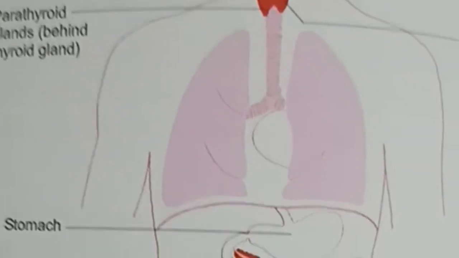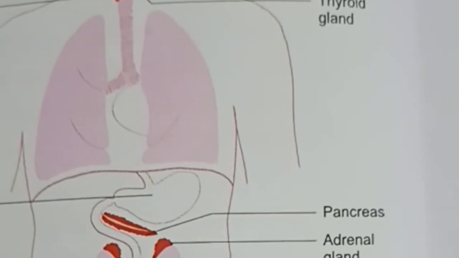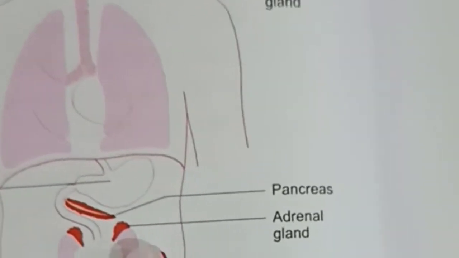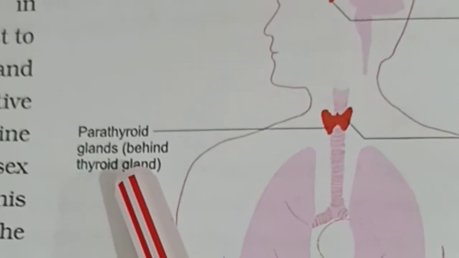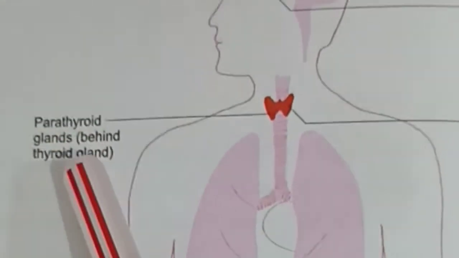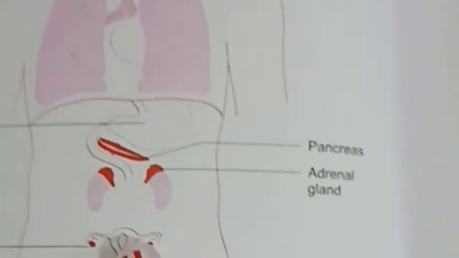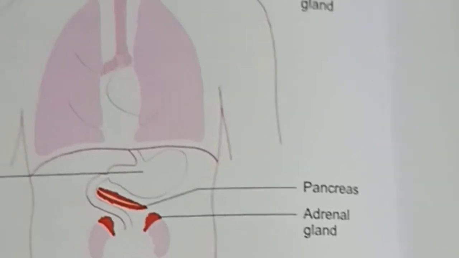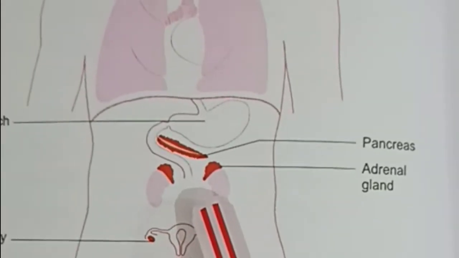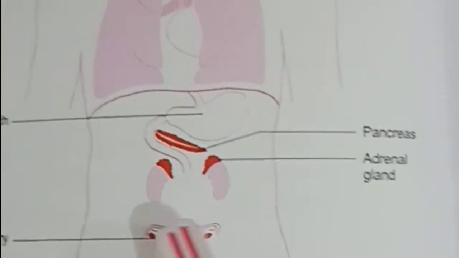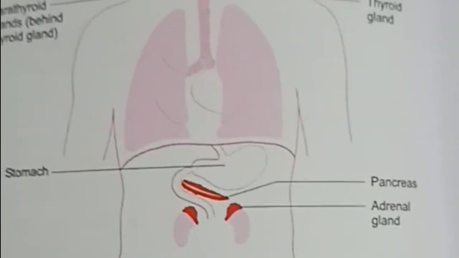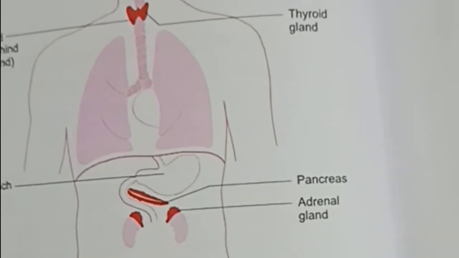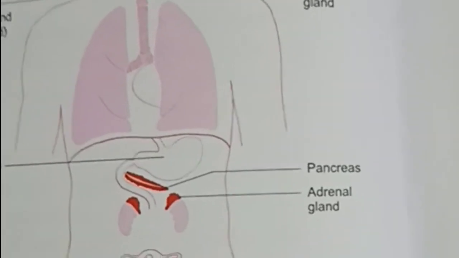Next we have the adrenal gland. The adrenal glands are found attached to both the kidneys. These are two in number. One thing I forgot to tell you all, the parathyroid glands are four in number, and the adrenal glands are two in number. Each of them is attached to one kidney, and the function of the adrenal gland is to regulate the heartbeat, respiration rate, and blood pressure.